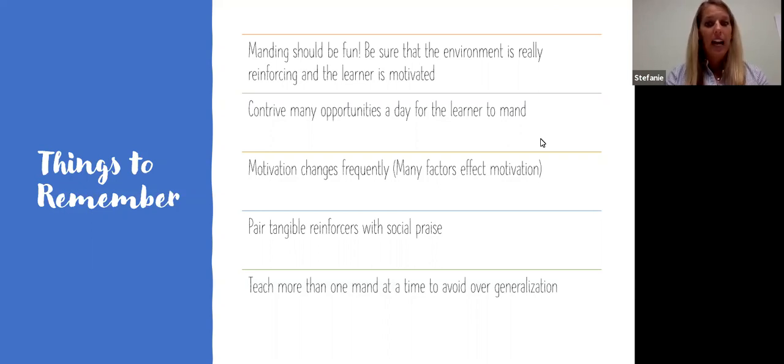Teach more than one mand at a time to avoid overgeneralization. So it's good to teach several mands at once, two to three maybe to start, so that they're not using just the one word over several scenarios or different things inappropriately. So we're going to learn that this one is ball, this one is drink, this one is snack. That way they're not overgeneralizing one word to several different other stimuli. Having several mands that they can emit will help them discriminate and pair things with words.